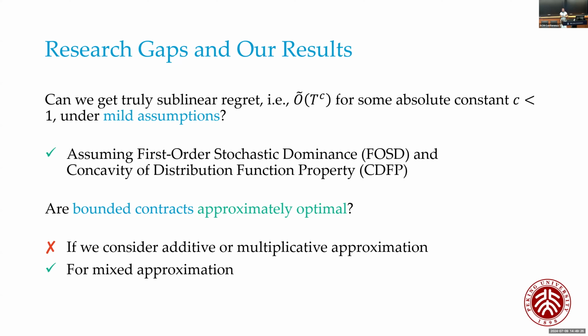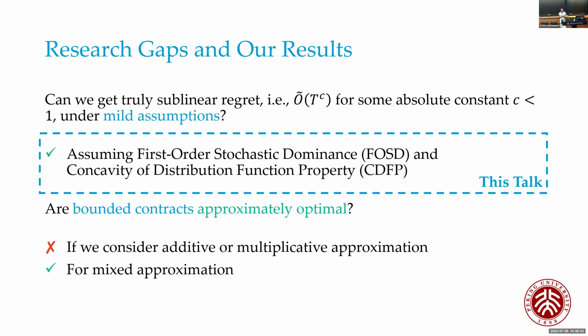As for the second question, one may notice that all the literature focuses on bounded contracts. So we are interested in whether bounded contracts are approximately optimal compared to general contracts. With respect to this question, we give a negative answer for simple additive or multiplicative approximation, but we provide a positive answer for mixed approximation. And in this talk, I will mainly focus on the first result, which is the learning result.